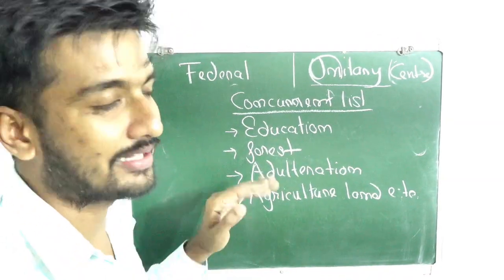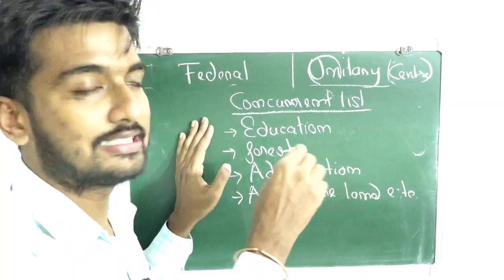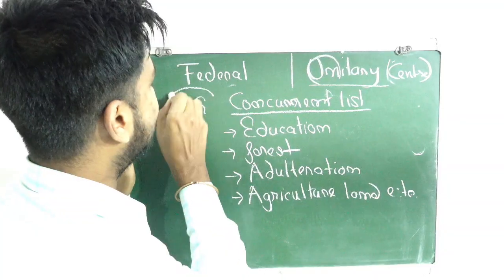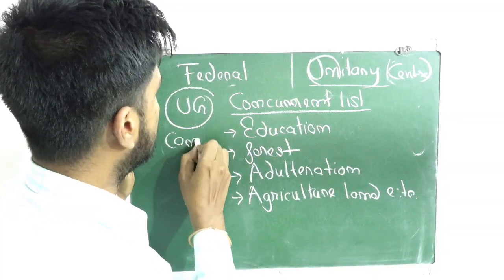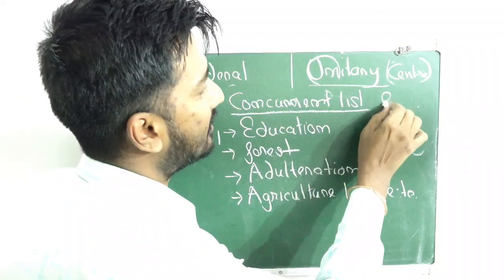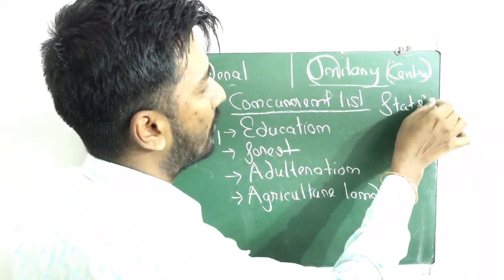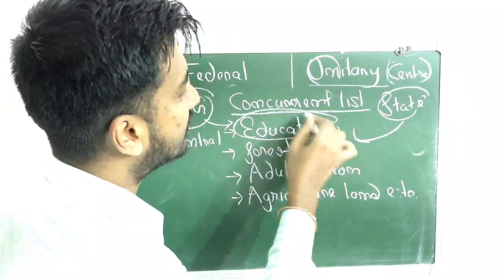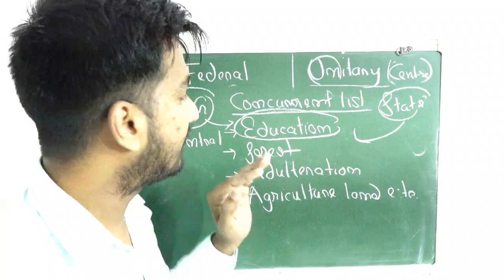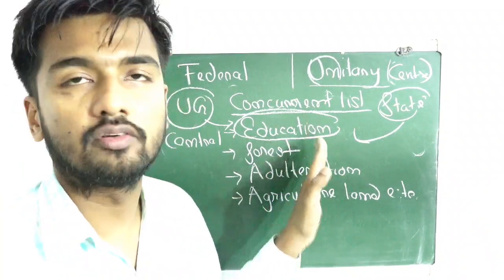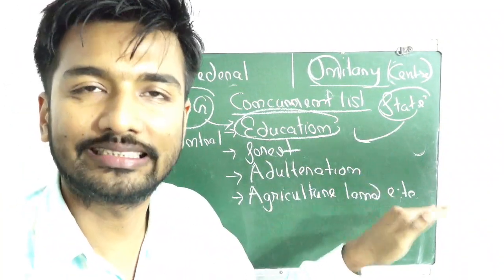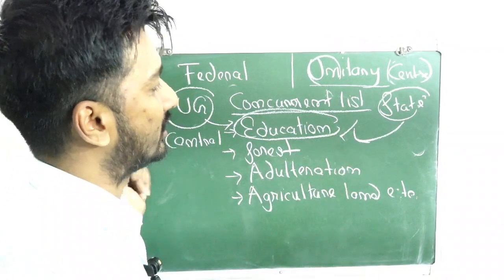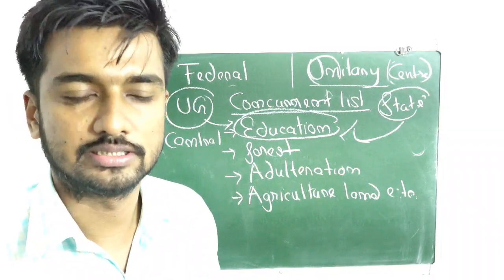These are sectors, and there are many more sectors in the concurrent list. In this concurrent list, the union government, that means the central government, and the state government both can make laws on education. For example, education falls in the concurrent list. If there is a need to change the rules and regulations of the education sector of a state, both the central and the state government can change them. It is known as the concurrent list.